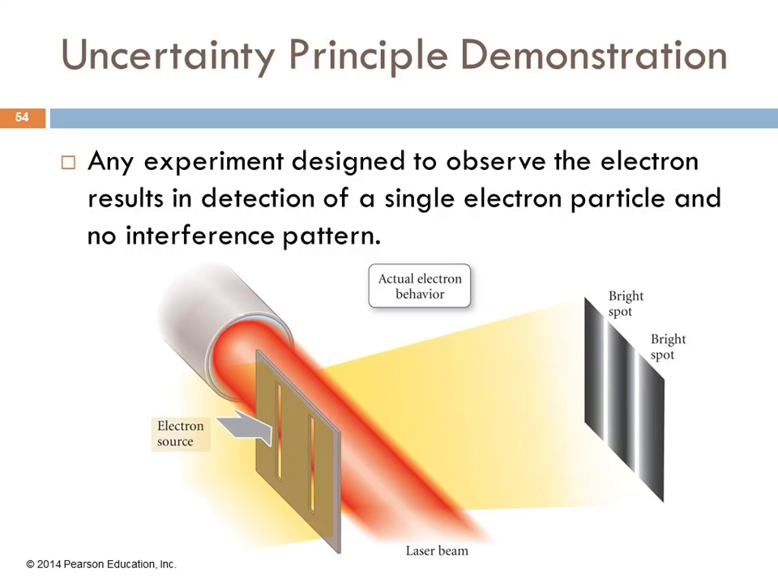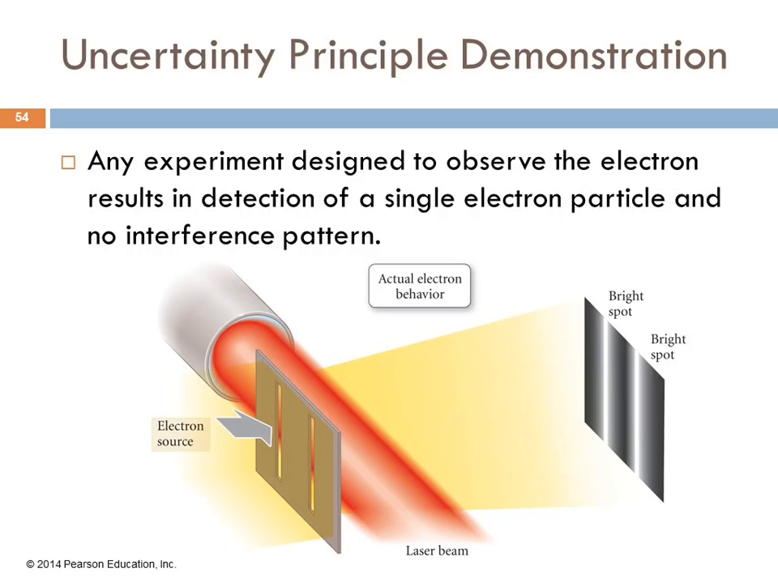Yes? How does the laser beam affect its outcome? That's a good question. How does the laser beam affect its outcome? Well, by it passing through the laser beam, we can see which slit it went through. So we observe its particle nature.